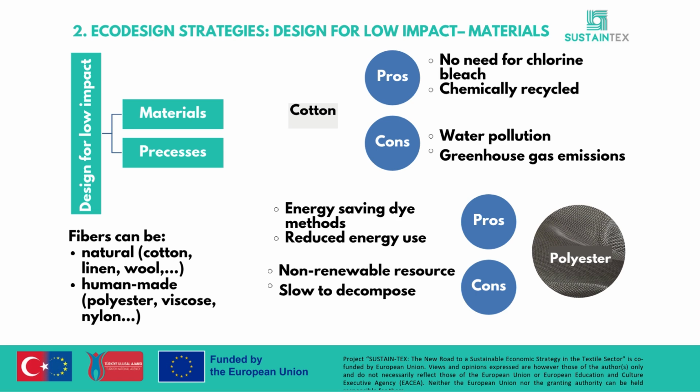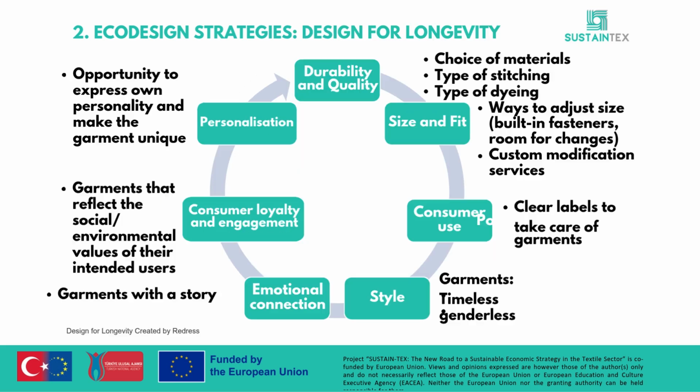On the other hand, polyester does not come from renewable sources. Virgin polyester is derived from petroleum, the formation of which takes millions of years. For the same reason, it is also a fiber that decomposes very slowly, in about 200 years, much longer than natural fibers designed for longevity.